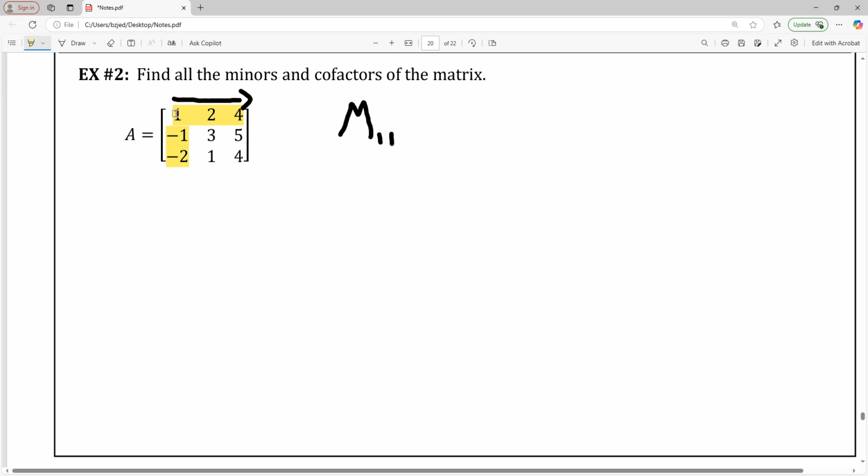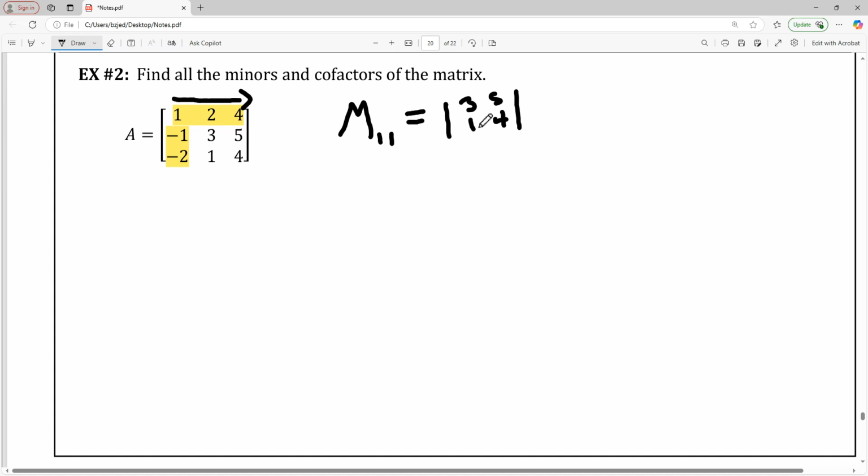Effectively, I think of it as putting a pencil so I can't see these numbers anymore along here, and a pencil so I can't see the numbers along here anymore. And then I'm only able to see these 4 numbers left over. The minor of 1, 1 is just the determinant of that matrix. It is just the determinant of, in this case, 3, 5, 1, 4. Minor 1, 1 gives us the determinant of that matrix.